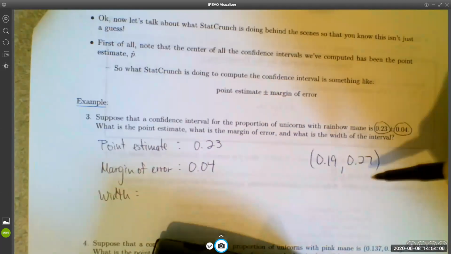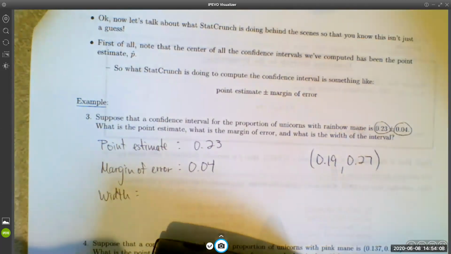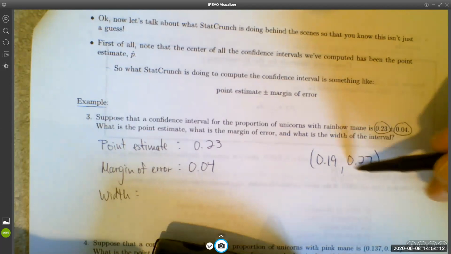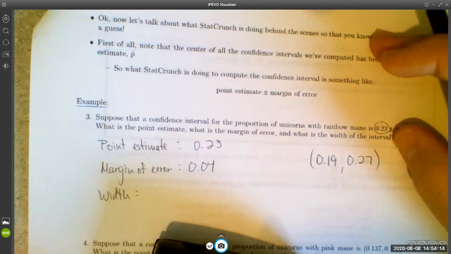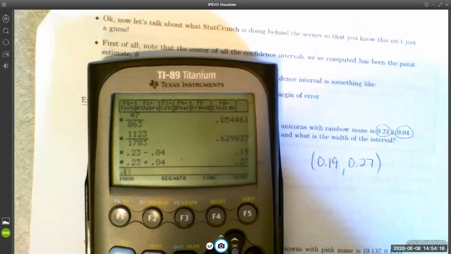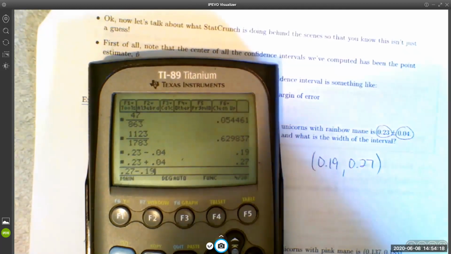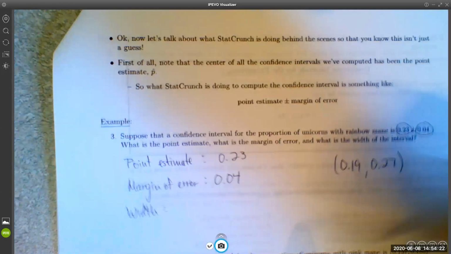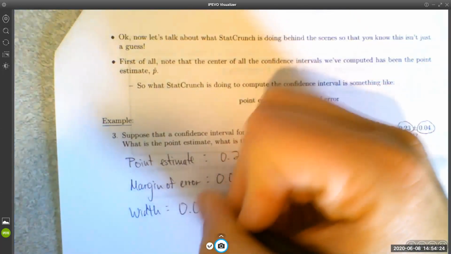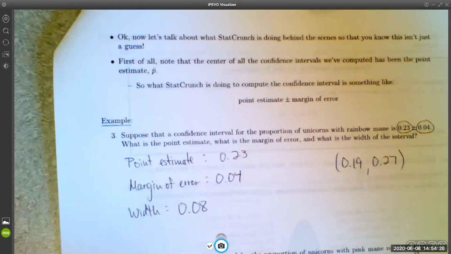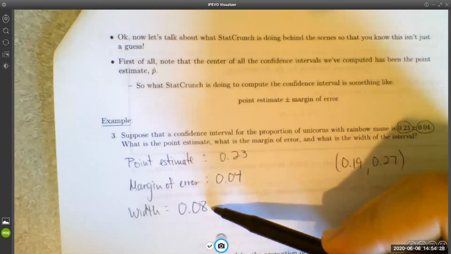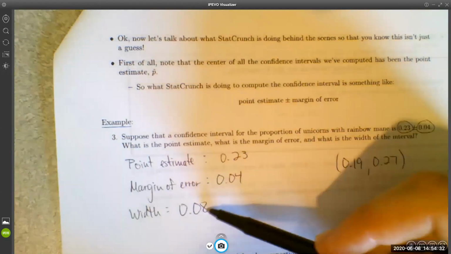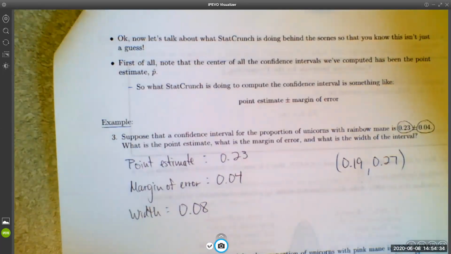Okay, so this is our confidence interval. Now, what is the width of that confidence interval? Well, it's just the difference between the upper bound and the lower bound. So we'll say the width of the interval is 0.27 minus 0.19, and that comes out to 0.08. What you may notice is that the width of the interval is twice the margin of error. So margin of error times 2 gives you the width of the interval.